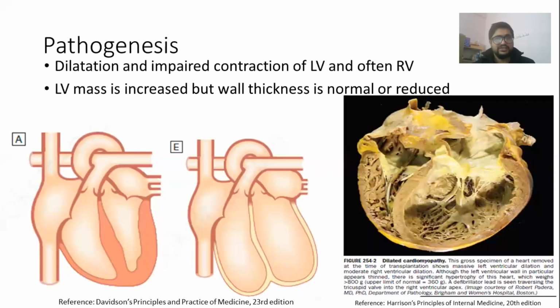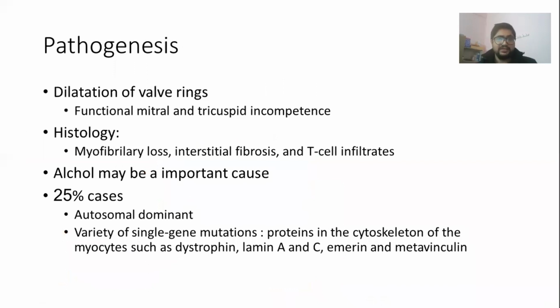The pathogenesis is basically dilation of the ventricles and impaired contraction, leading to impaired functioning of the heart and heart failure. In this condition, the left ventricle mass is increased, but the wall thickness can be normal or reduced. This is a specimen of the heart, which shows the dilated ventricle. This is the feature of the dilation of the ventricles. There is dilation of the valve rings that leads to functional MR and TR.